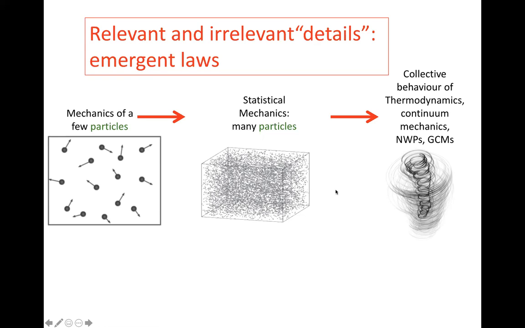But at some point, if you want to forecast, if you want to model climate, weather, et cetera, you really need thermodynamics and continuum mechanics. And they don't even acknowledge the explicit existence of molecules. So that is what you'd need to even make a model of a single vortex.